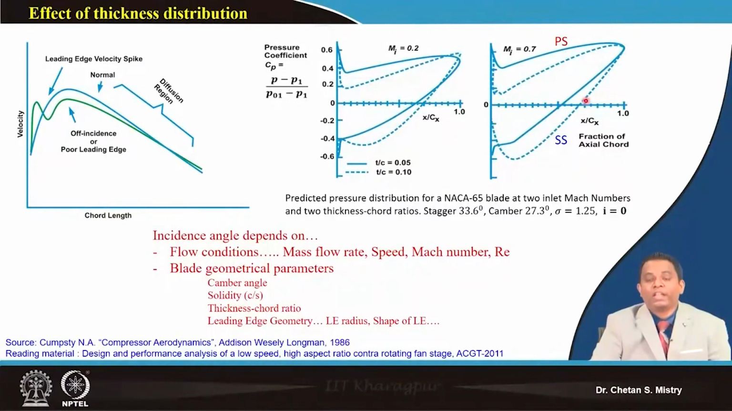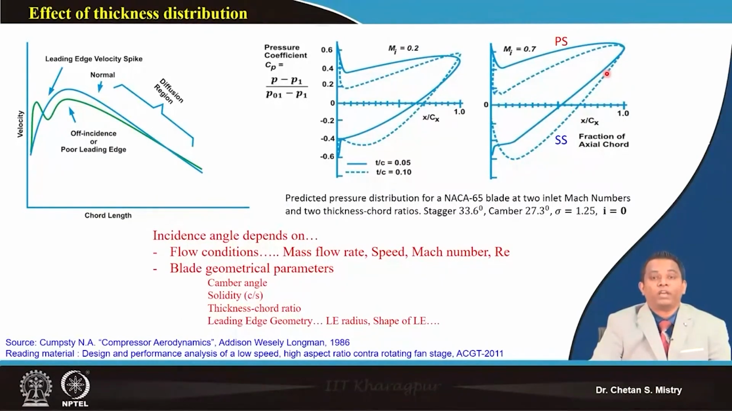Now the next condition is when the entry Mach number is 0.7. If you compare these two, it clearly says that when my entry Mach number increases, the CP distribution for a particular aerofoil changes. Here, when we consider Mach 0.7 on the pressure surface, for a thickness to chord ratio, or lower thickness, of 0.05, I will have less acceleration. That is what happens on my pressure surface, and this gives me my CP distribution.